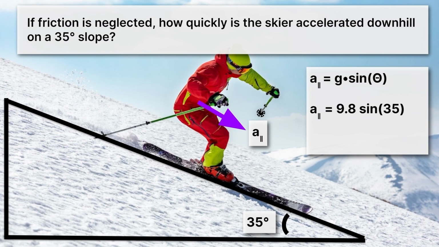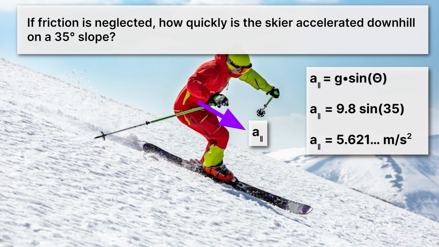And then for the degrees, I'm going to plug in 35 because that's the degrees of the slope. Okay, so when we do that, we're going to get a parallel acceleration of 5.621 and some other decimals meters per second squared. That's always the units for acceleration, right? Meters per second squared. We want to round now to 2 sig figs because our 35-degree slope has 2 sig figs. And because we have a 2 there, we're going to round down to 5.6. So we have 5.6 meters per second squared.